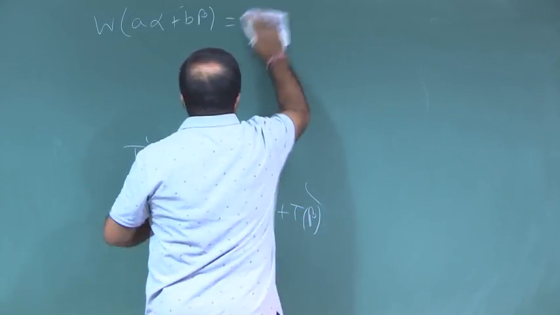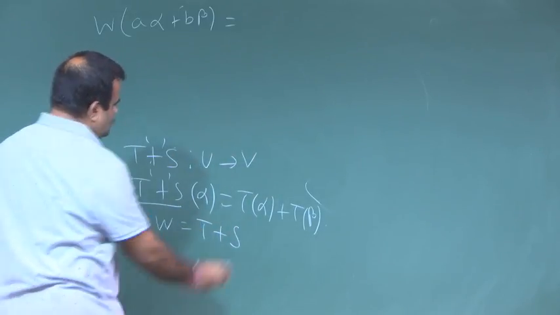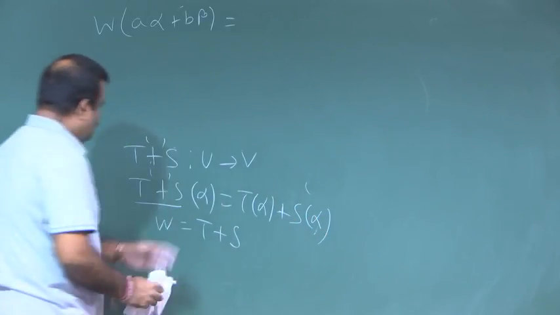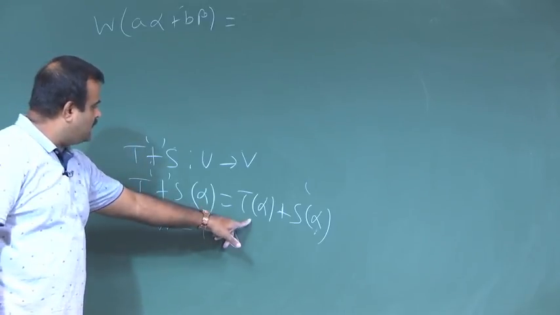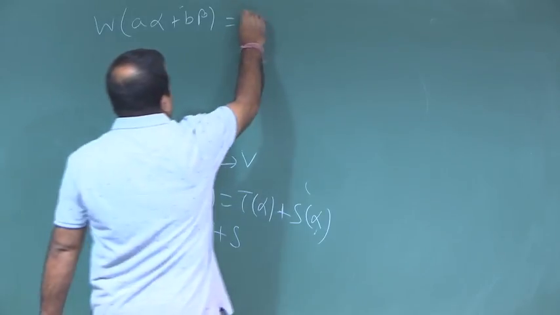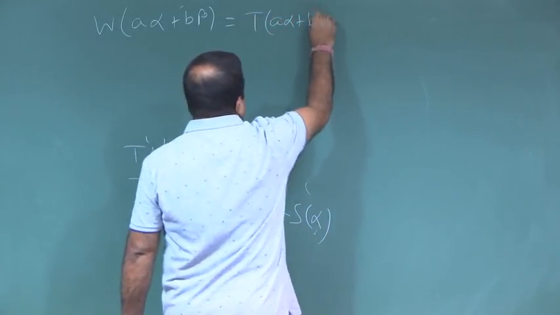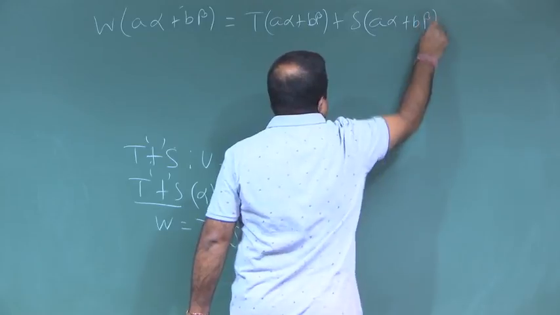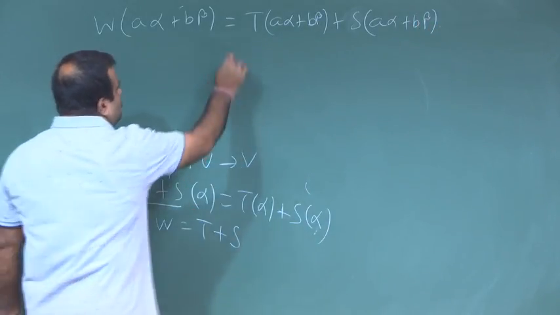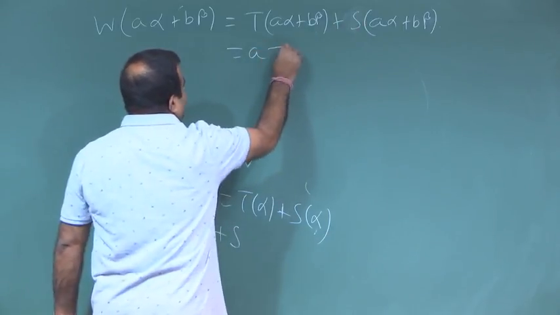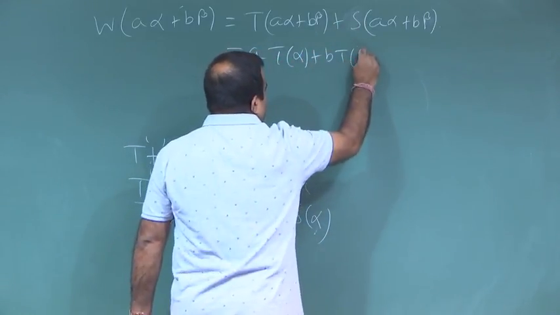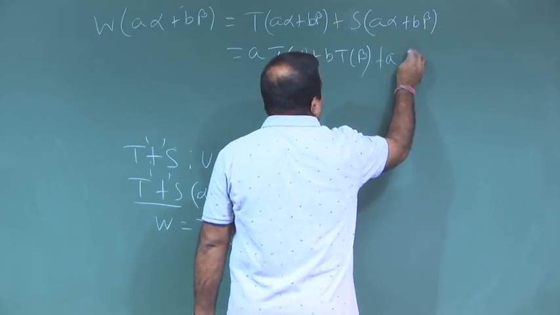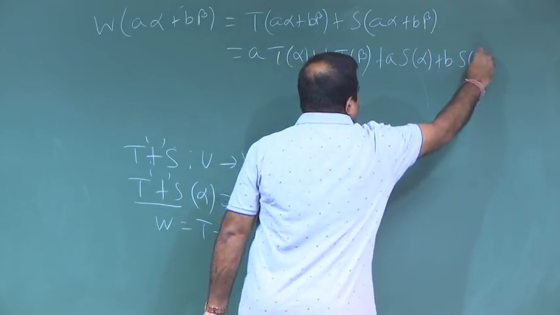Sorry, W is T plus S. So, this is S of alpha, sorry, this was wrong. So, we are first applying T, then plus S. So, this will be T of A alpha plus B beta plus S of A alpha plus B beta. Now we know T is a linear transformation, so this will be written as A T alpha plus B T beta, and we know S is also a linear transformation. So, similarly, this will be written as A S alpha plus B S beta.